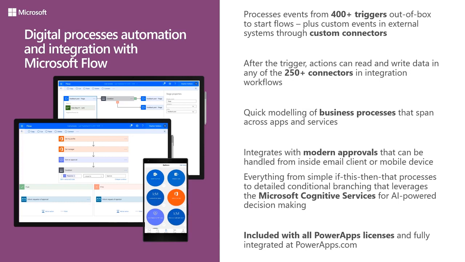This lets you trigger events, either running off a manual trigger, where somebody says, "Hey, I want to run this now," by clicking a button in the mobile application, or it can be triggered based on a business event that happens from somewhere else within the Common Data Service, or even an external service. There's over 400 triggers that come out of the box that allow you to start flows and have them run. Plus, you can define custom events from external systems using custom connectors.